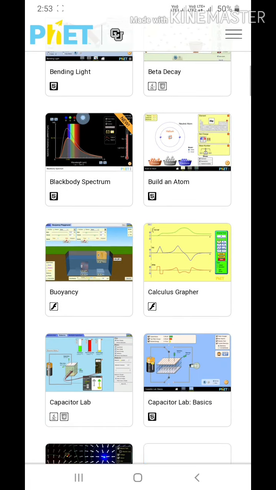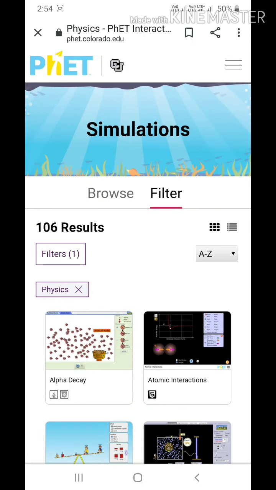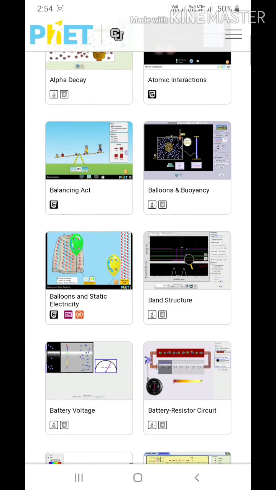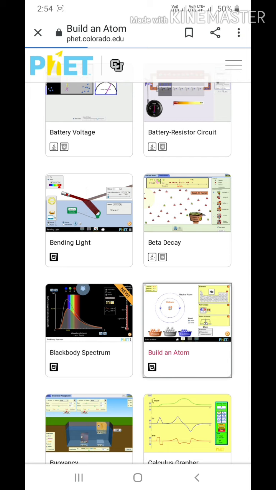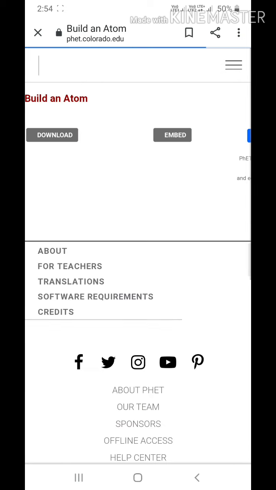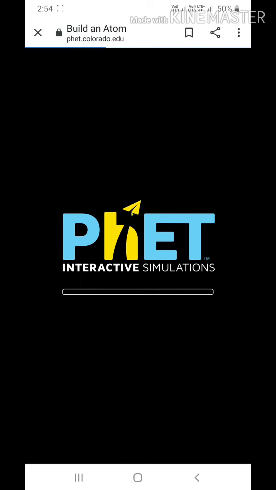Let's take, for example, another simulation, a very simple simulation. This is Build an Atom. Let us build an atom. Now it is opening. It is opened. I will click it. It is loading now.